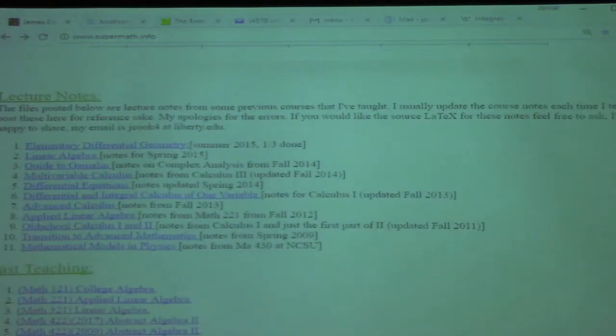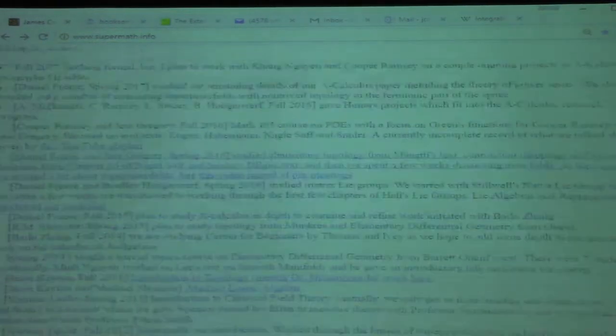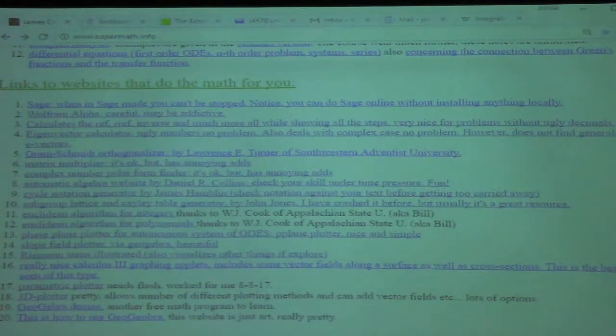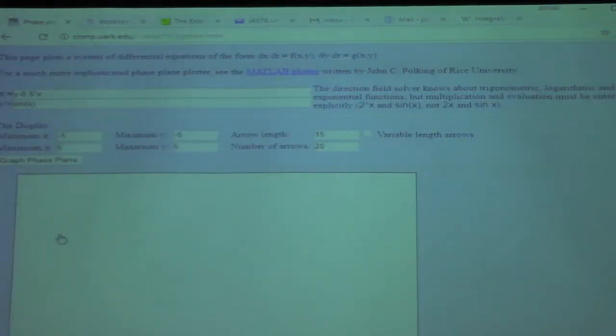So down here eventually, there are links to websites to do the math for you. There is in here somewhere, number 13. This one hopefully will work. Turn the light on for a second. I actually need to work something out so I can explain what this means.